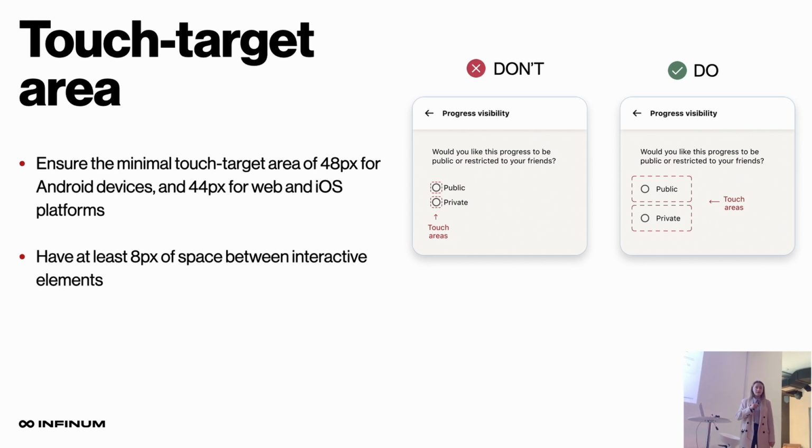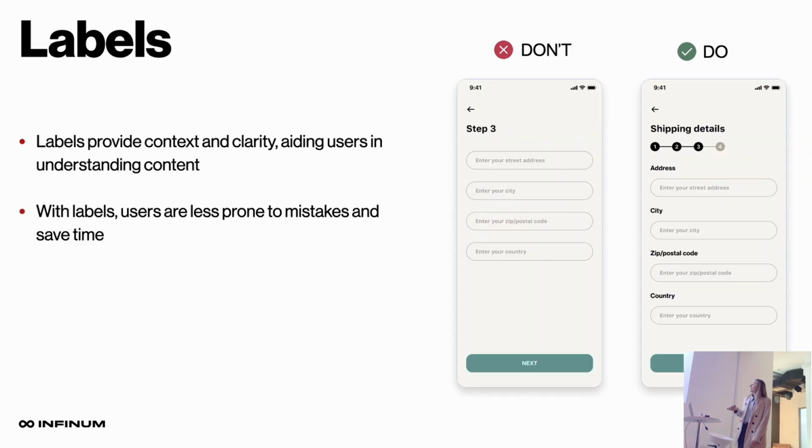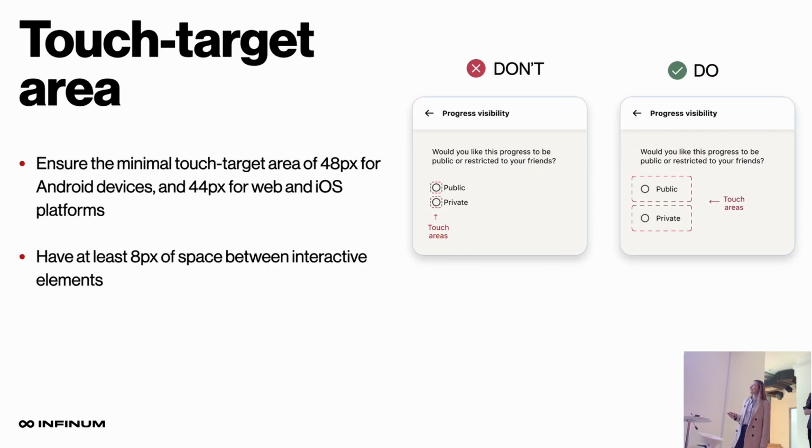Next thing is touch target area. There is a minimum touch target area that needs to be respected for Android and iOS devices, also on web. So we need to make sure when we are designing buttons, icons, cards, that there is enough space around them for users to tap or click. That doesn't mean that we have to design icons that need to be at least 44 pixels. No, they can be 16 or 24, but the space around them should be adequate. Also, just to mention, there needs to be at least 8 pixels of space between interactive elements as well.